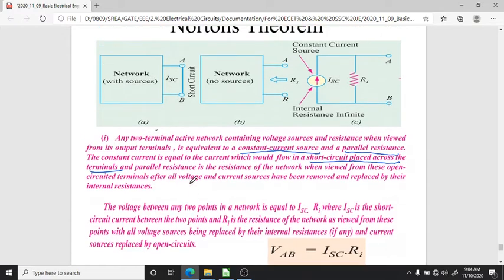The voltage between two points in a network is equal to ISC into RI, where ISC is the short circuit current between the two points, another name for which is Norton's current, and RI is the resistance of the network as viewed from these points, with all voltage sources replaced by internal resistances and current sources replaced by open circuit. Always remember that in Norton's or Thevenin's calculations, voltage sources should be replaced with internal resistances and current sources replaced with open circuit.